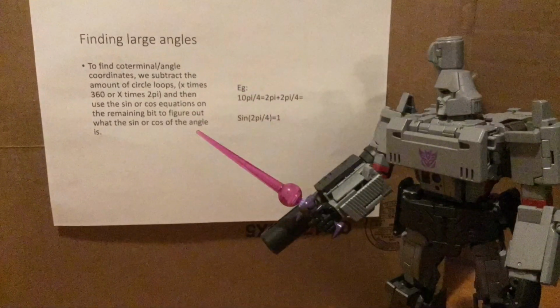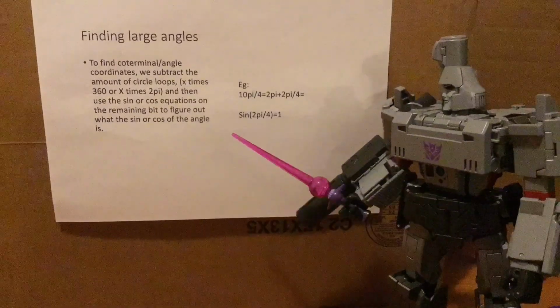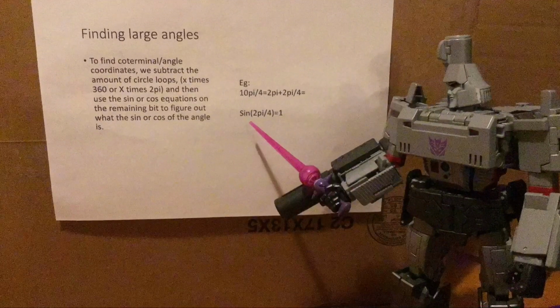To find coterminal angle coordinates, we subtract the amount of circle loops, or x times 360, or x times 2 pi, and then we use the sine or cosine of the equation on the remaining bit to figure out where the sine or the cosine of the angle is overall. For example, we have 10 pi divided by 4 equals 2 pi plus 2 pi divided by 4, which equals sine 2 pi divided by 4, which is 1. That is where that angle terminates and will always terminate.